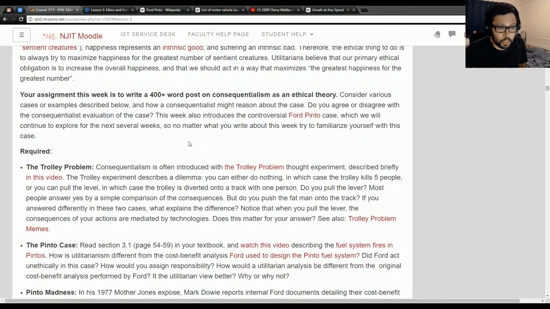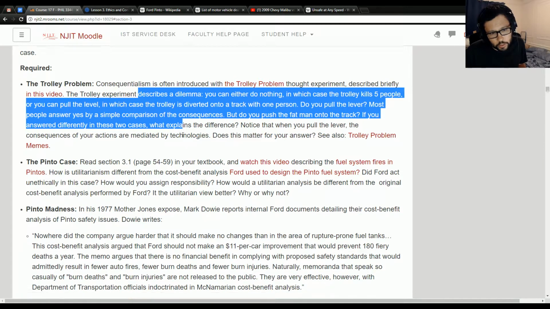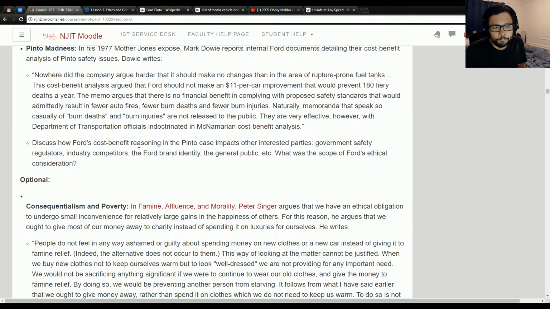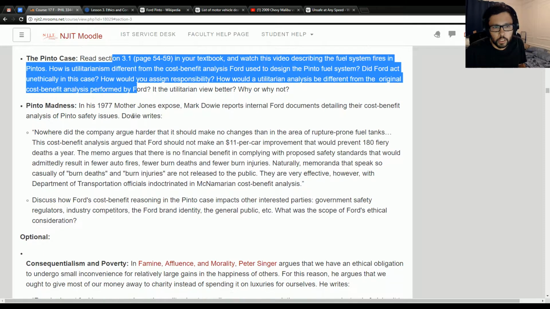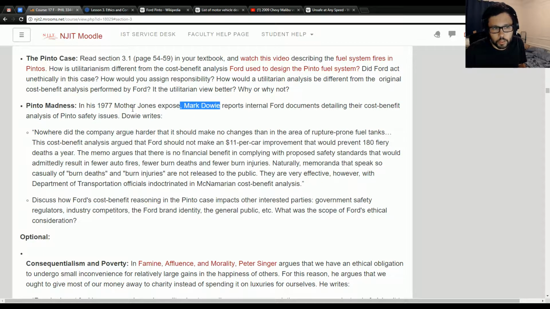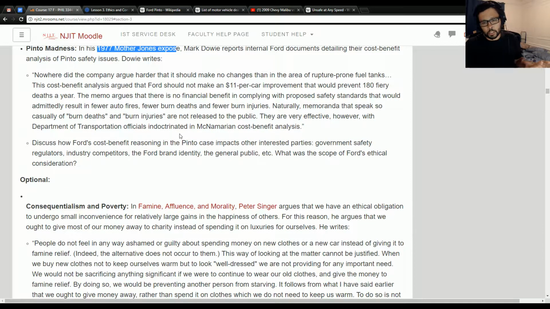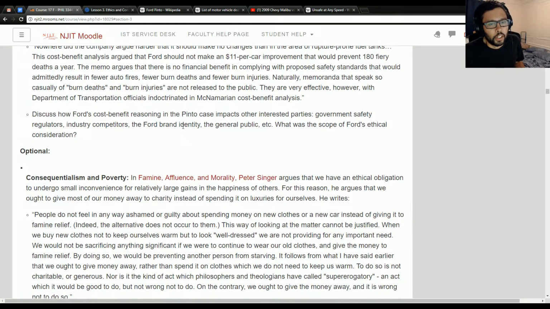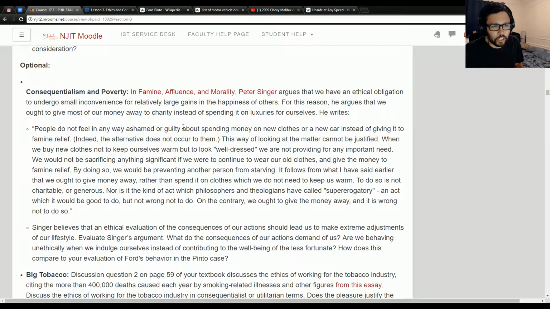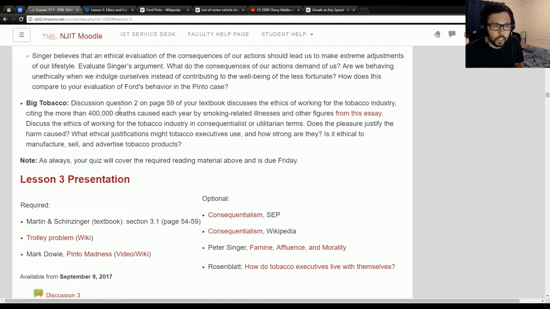So the readings this week are all about introducing either consequentialism or the Pinto case. Readings from your textbook. I also have you read Mark Dowie's Pinto Madness, which is this 1977 exposé published in Mother Jones magazine. It's an investigative journalism magazine. Mark Dowie finds this memo from within Ford where they do this kind of consequentialist reasoning, and we'll look at that decision. I also have some optional readings on famine and charity, and also another optional reading on big tobacco.